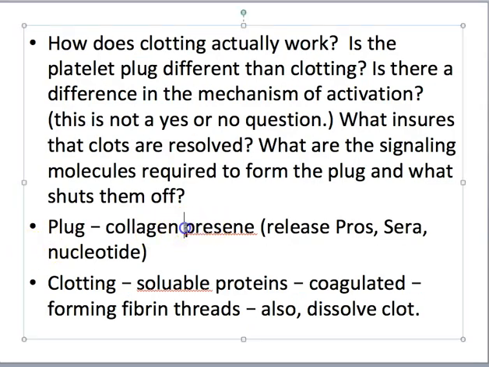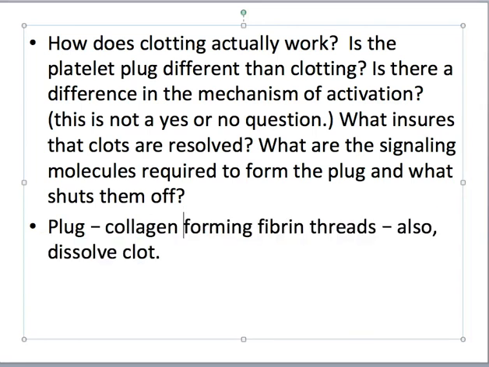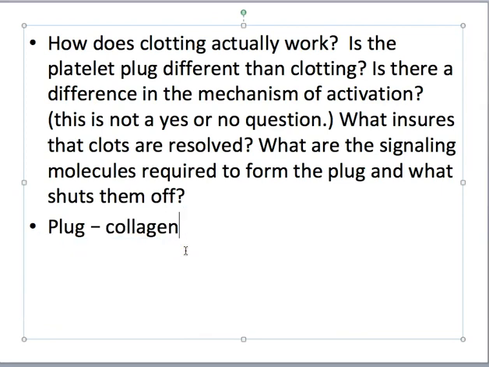Let's get rid of this. Poorly spelled. Let's get rid of that. Let's get rid of that. And ask the question again.